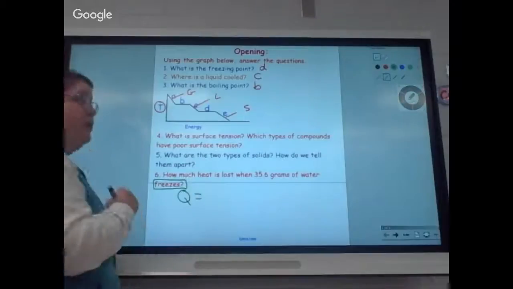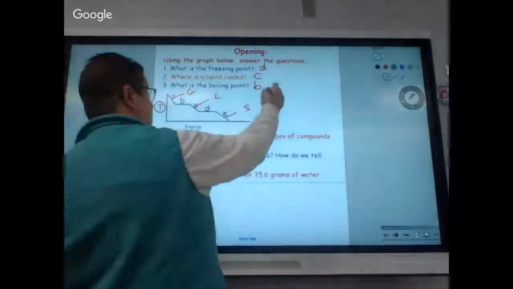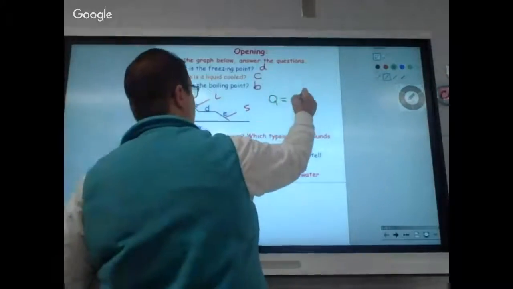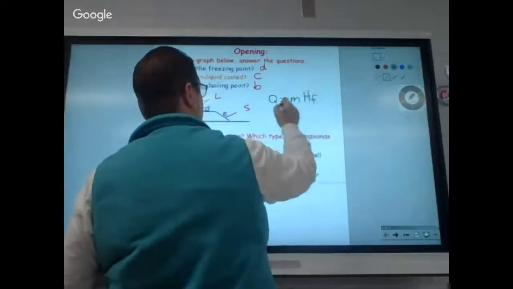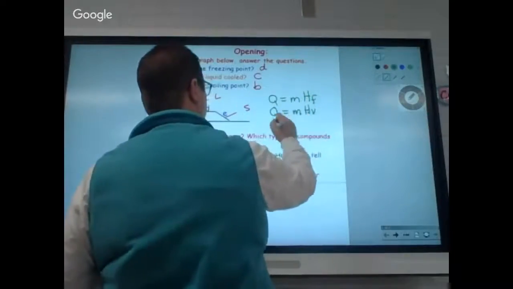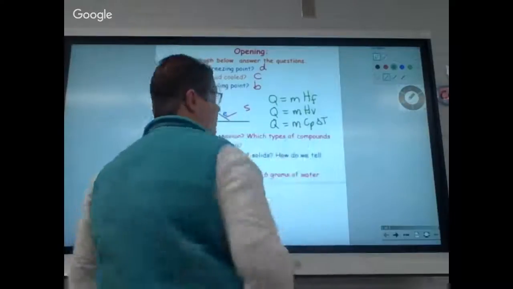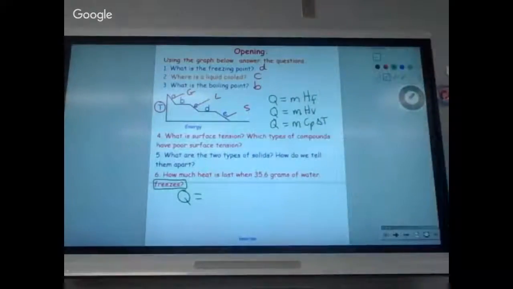All right. So the keys that they're trying to tell you is you have Q equals mHf, Q equals mHv, and Q equals mcΔT. First of all, do you see any temperatures in that equation? So which formula should you eliminate? The delta T one, because you have no temperature, so you're not going to pick delta T.